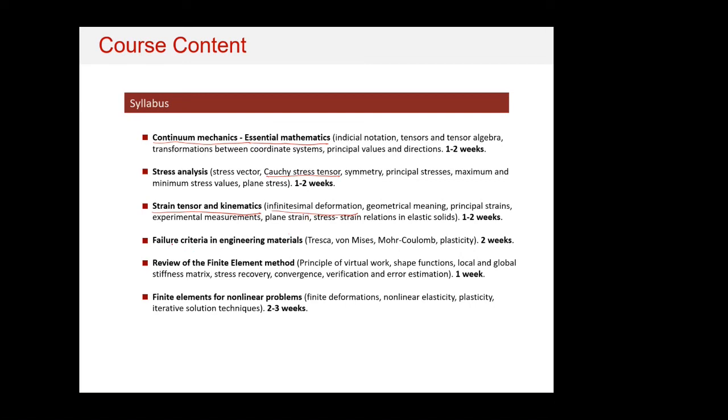And then we are going to discuss failure criteria: Mohr-Coulomb, Tresca, and we are going to discuss the Rankine failure criterion as well. And then we are going to get into the nonlinear finite element part. The nonlinear finite element method will be quite dependent on continuum mechanics. I mean, we cannot ignore continuum mechanics. So this is why we have to do this introduction to continuum mechanics.